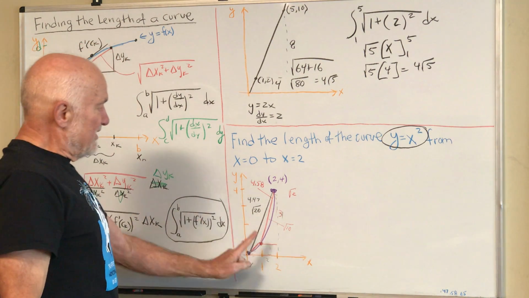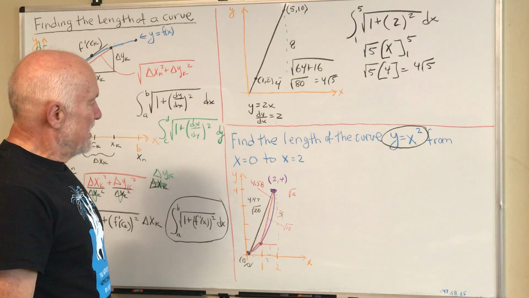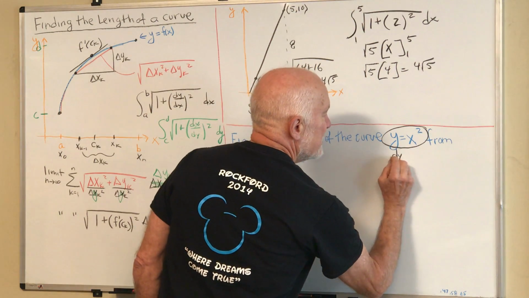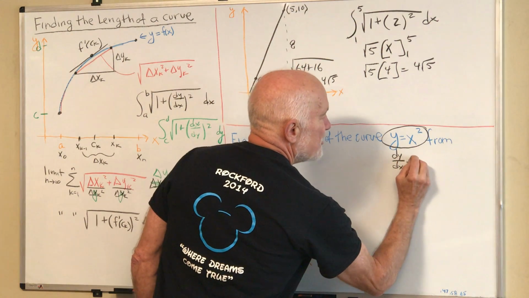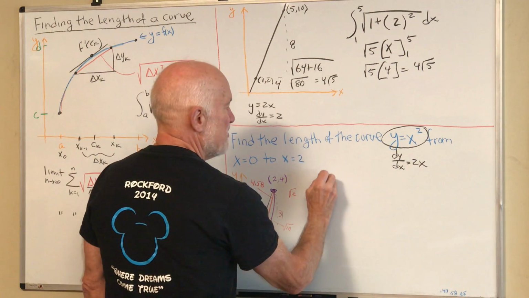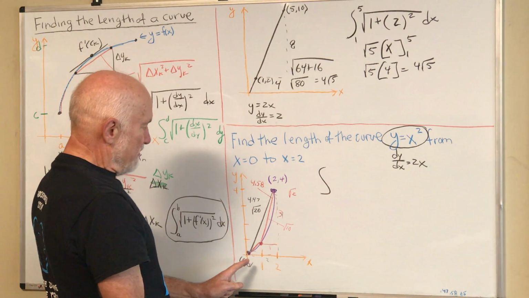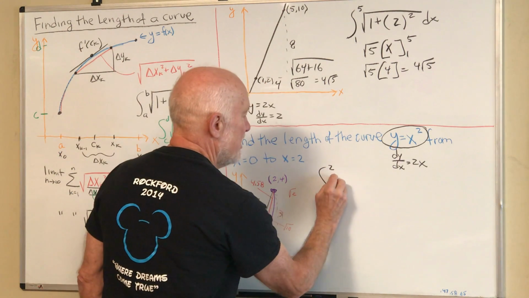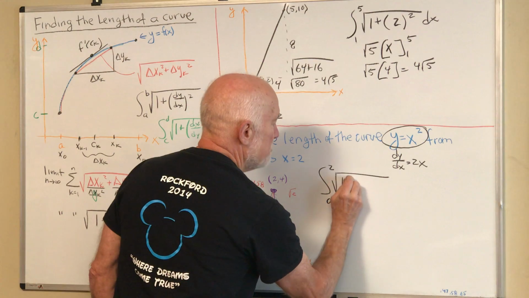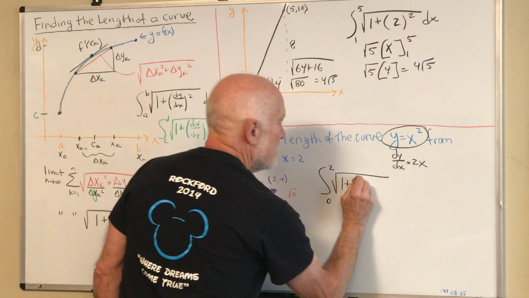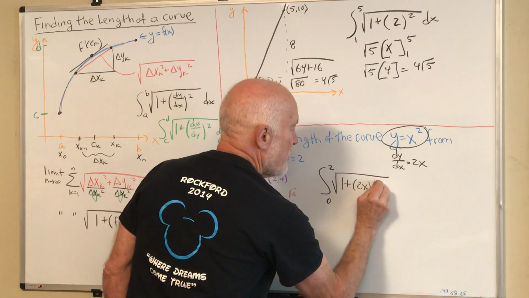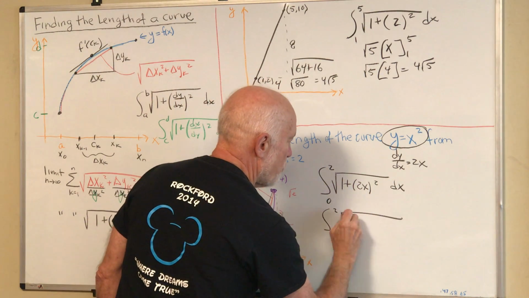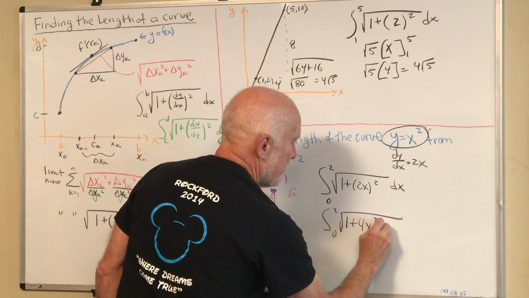And now, let's just finish this one up. What is the distance from here to here? Well, dy dx is 2x. So we would take the integral from 0 to 2, because we're going in the x direction, the square root of 1 plus 2x squared dx. Or the integral from 0 to 2 of the square root of 1 plus 4x squared dx.